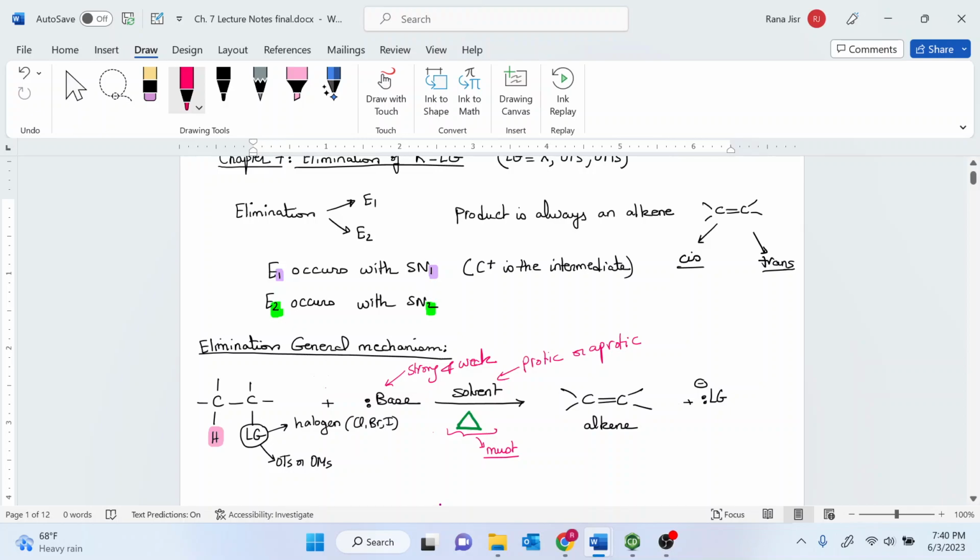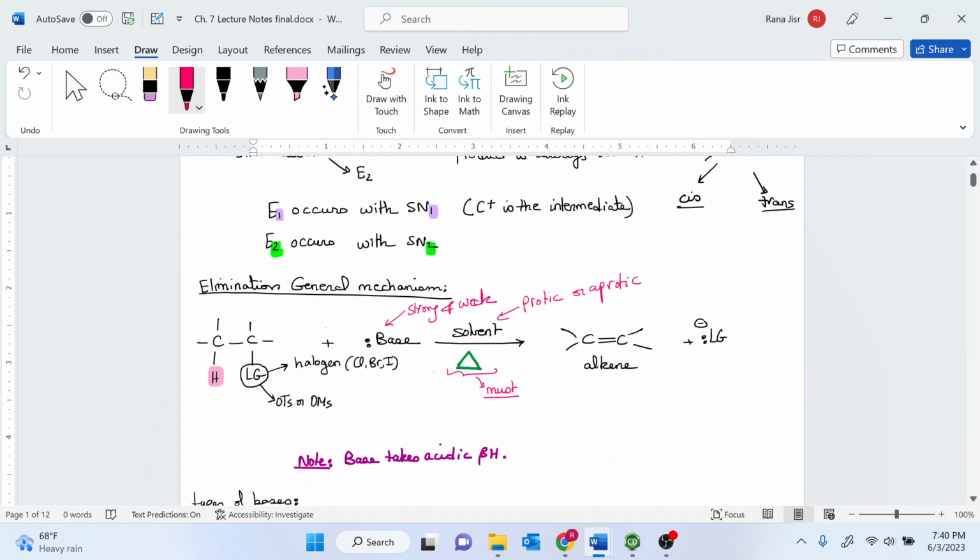As a reminder, SN1 goes with a carbocation intermediate. So this is why you need E1 with it, because E1 also goes with a carbocation intermediate. SN2 is a one step, so if E2 happens with it, then I'm expecting that E2 is going to be a one step also.